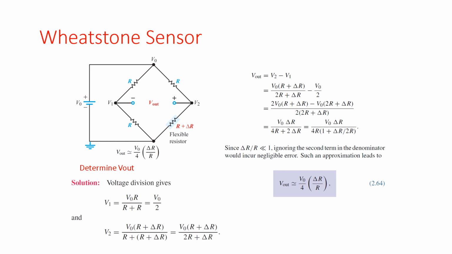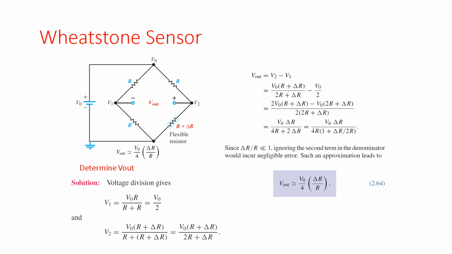So in this Wheatstone sensor, we have all of the resistors equal R, so they all have the same value, except for the flexible resistor, which is going to be R plus the change in R. And the change in R can be either up or down. We're not going to specify that here. So from a conceptual level, when this entire system is balanced, there is no current flowing between V1 and V2.